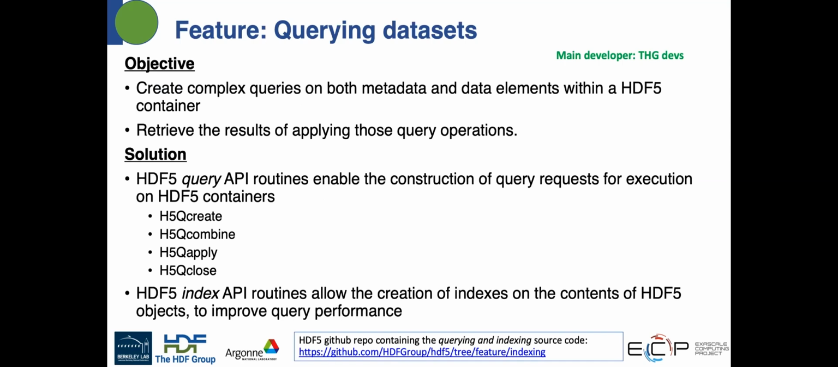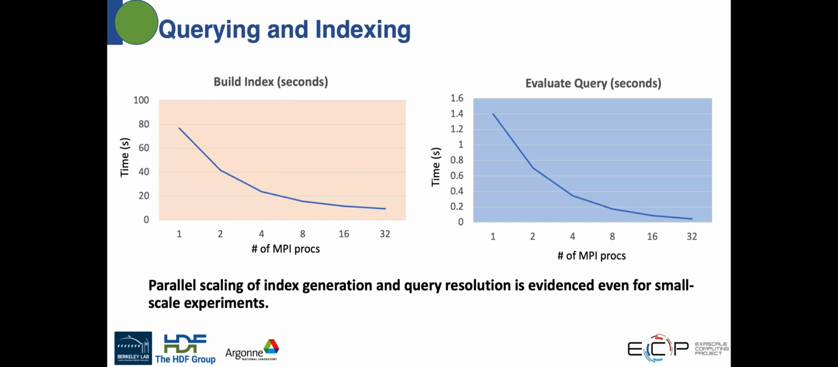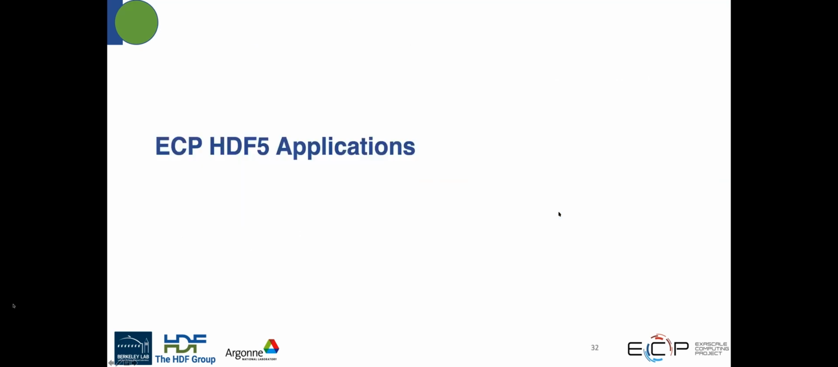There is another feature called querying the datasets and metadata. We have added a bunch of new APIs to HDF5 to create a query, and then do a combination of those queries on various conditions and apply them in flows. To make them faster, one can use indexing approaches, which are based on FastBit and various other types of indexes. These also show very scalable performance as we increase the number of MPI processes for building the indexes and evaluating the queries.